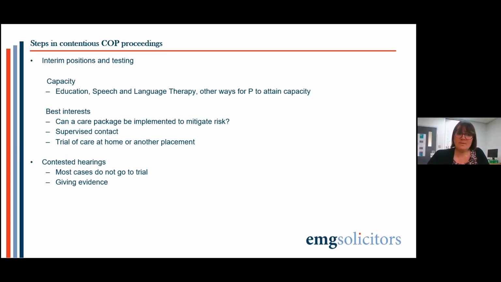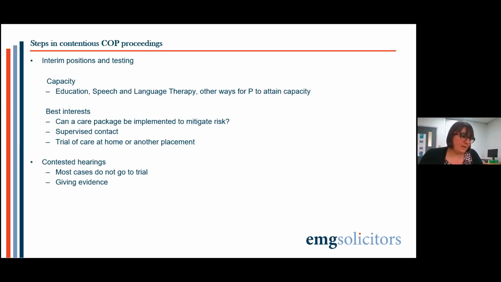In terms of interim positions about best interests, where the person does lack capacity, can a care package be put in place to mitigate the risks where they are? I know we have one person on the line where I was dealing with this only the last few days. So the council says staying at home is too risky and they need to go in a care home. Well, actually, could you put in a package of domiciliary care to mitigate those risks? And that's a less restrictive option, and test that for a few weeks and see how that goes. Actually, if it goes well, it might be that the case fizzles out almost because things are going well. They don't need to go into a care home.